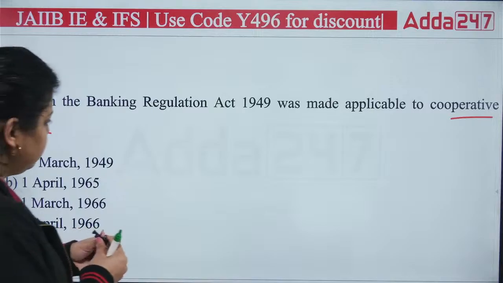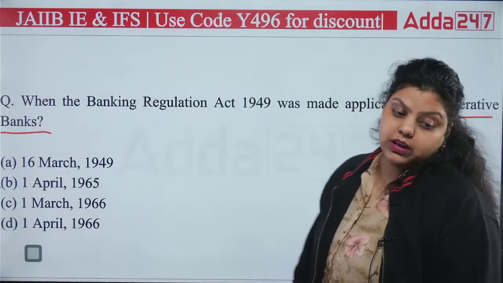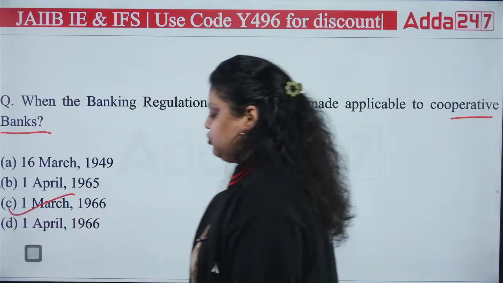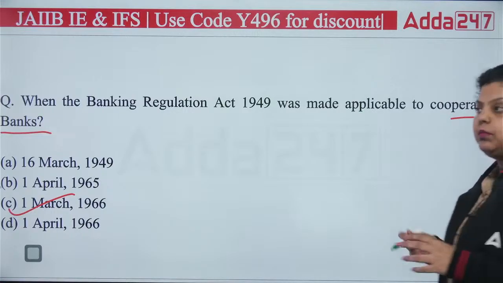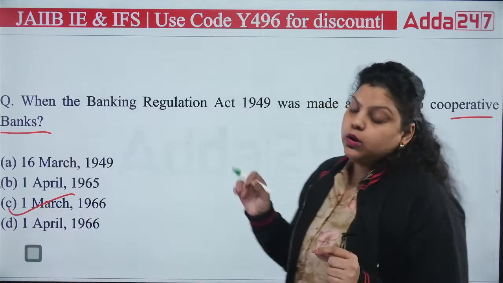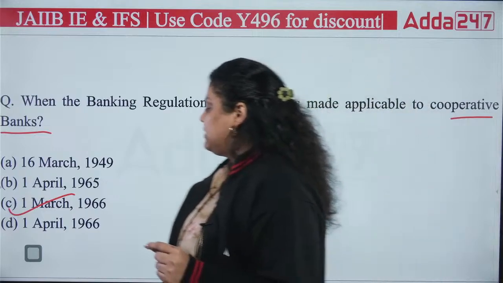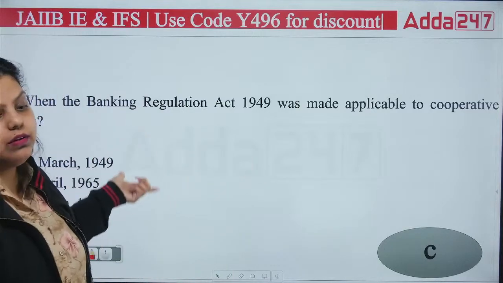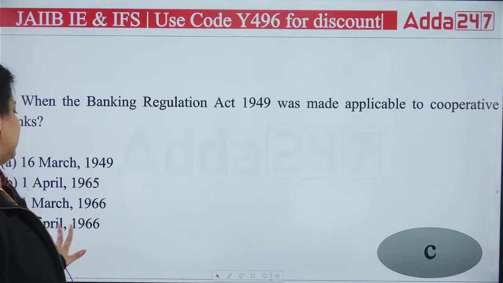Now, the cooperative banks of the country work for the agriculture sector. So here the right answer is 1st of March 1966. From 1st of March 1966, the Banking Regulation Act 1949 became applicable on the cooperative banks. The reason it was introduced is that in the cooperative banks a lot of frauds were going on. To stop those frauds and to control this kind of situation, we introduced the applicability of the Banking Regulation Act on the cooperative banks. So the right answer is C.